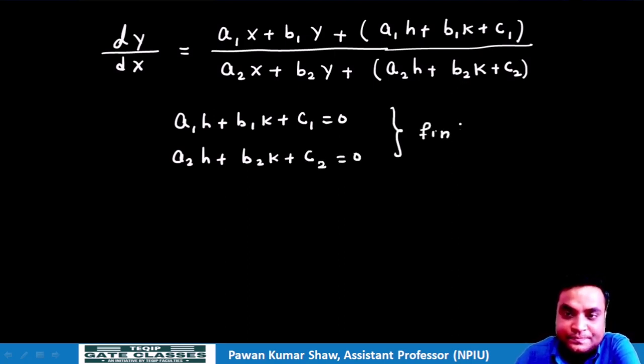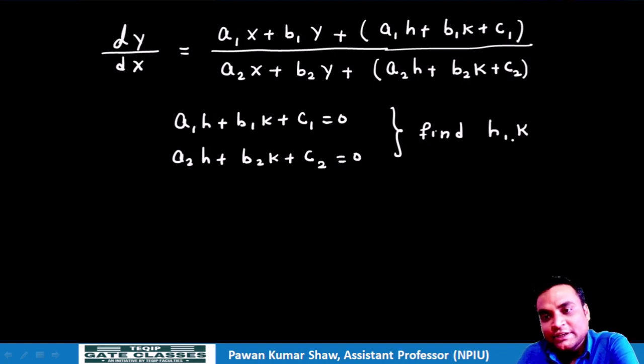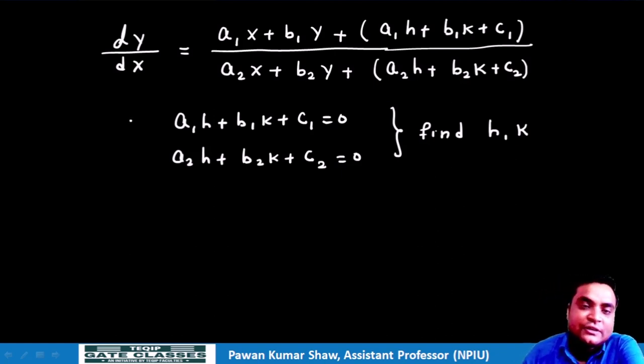So this gives an idea: we can do some adjustment by shifting so that we can write the problem in terms of new variables capital X and capital Y, in the form of a homogeneous equation. This is a set of two linear equations in two variables, so we can find the solution in terms of h and k.